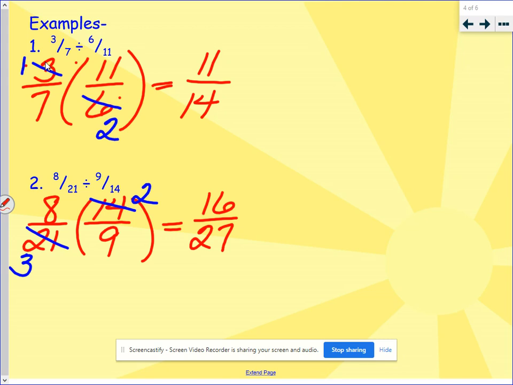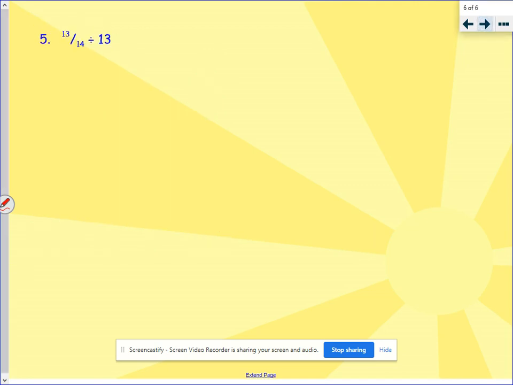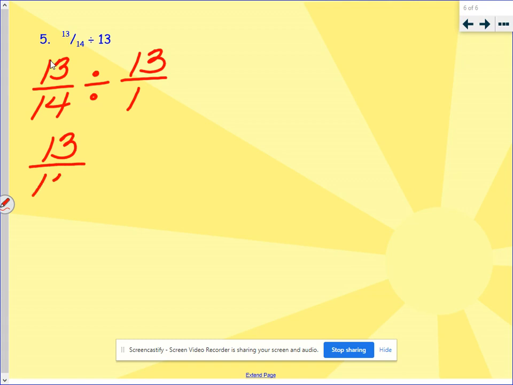16/27. We're going to do our third example, but we're going to jump ahead to example number 5. Now, the thing that we have to worry about with example number 5 is we have this whole number. So I'm going to take the time to recopy the problem, and I'm going to convert 13 into a fraction to give me 13/1. It is now time to do keep, change, flip. So I keep, I change, and I flip.